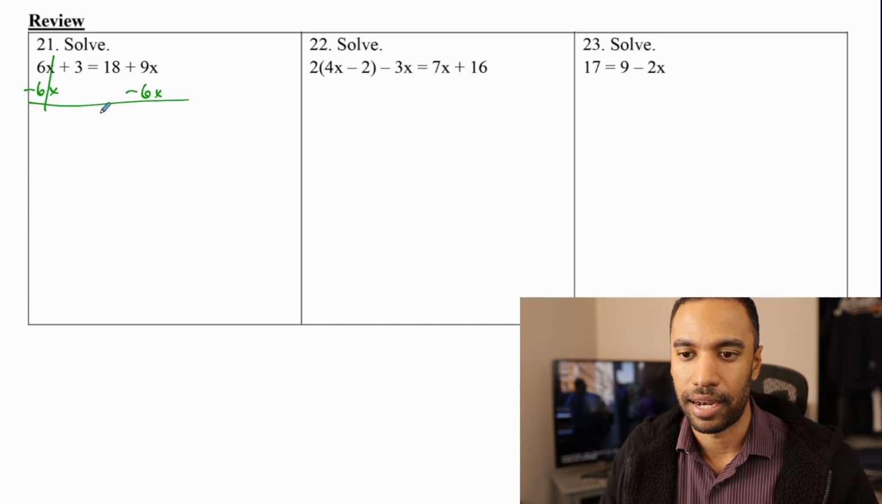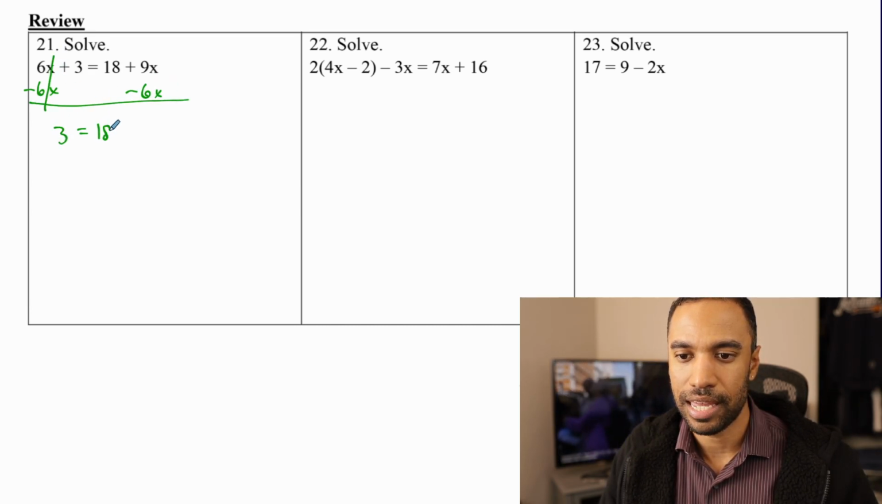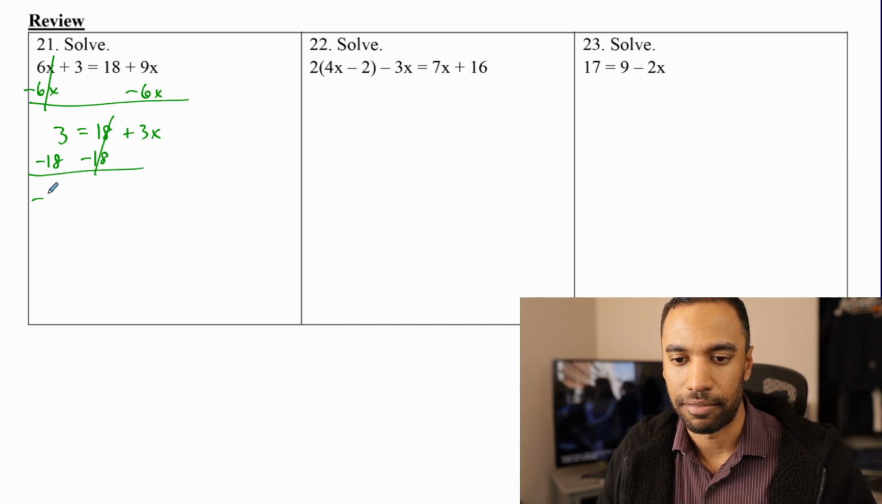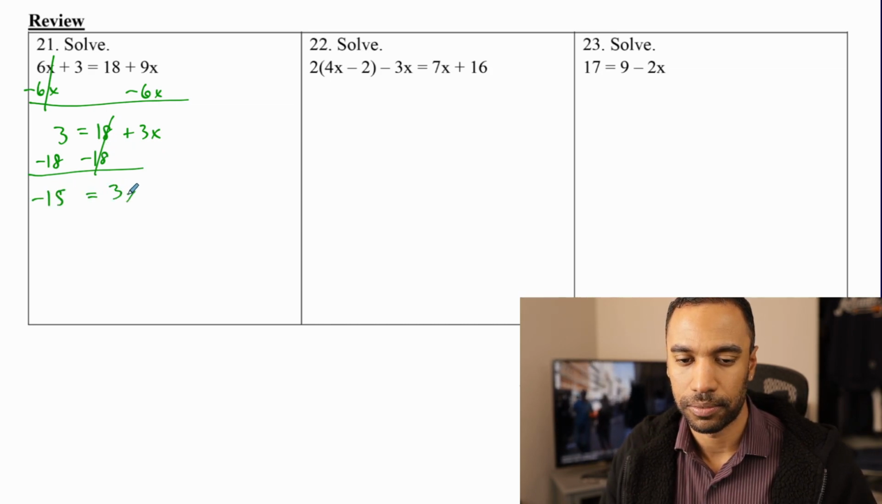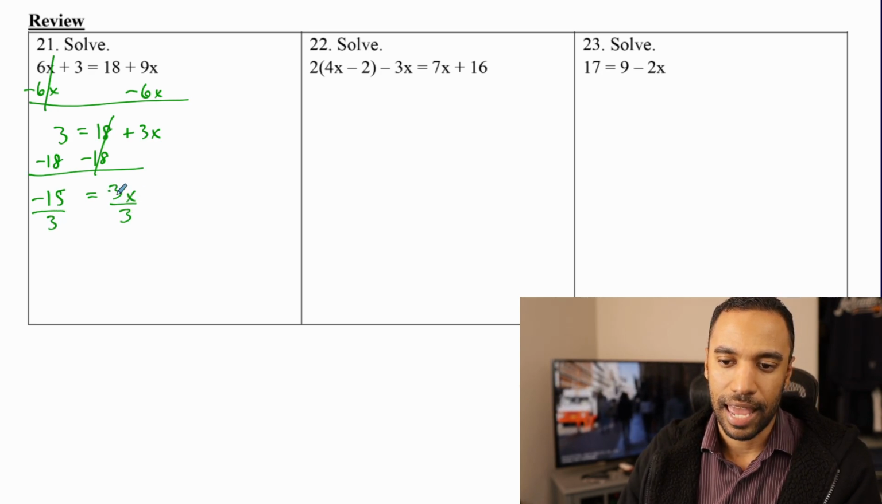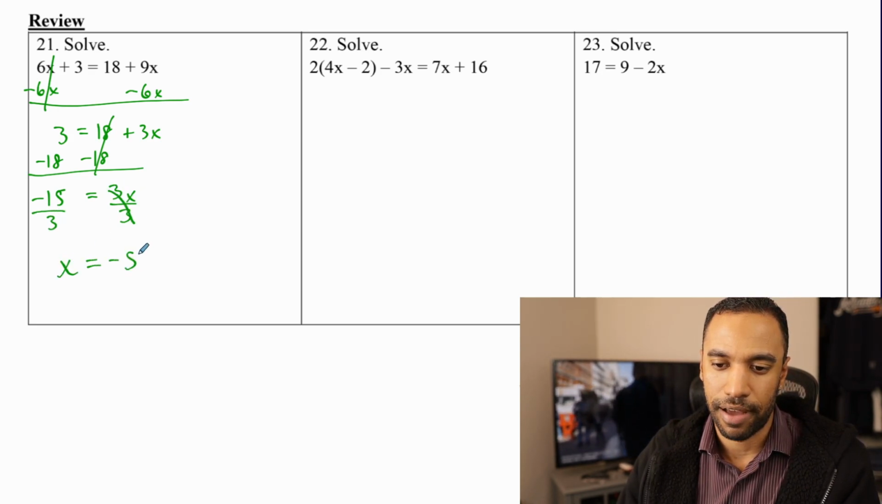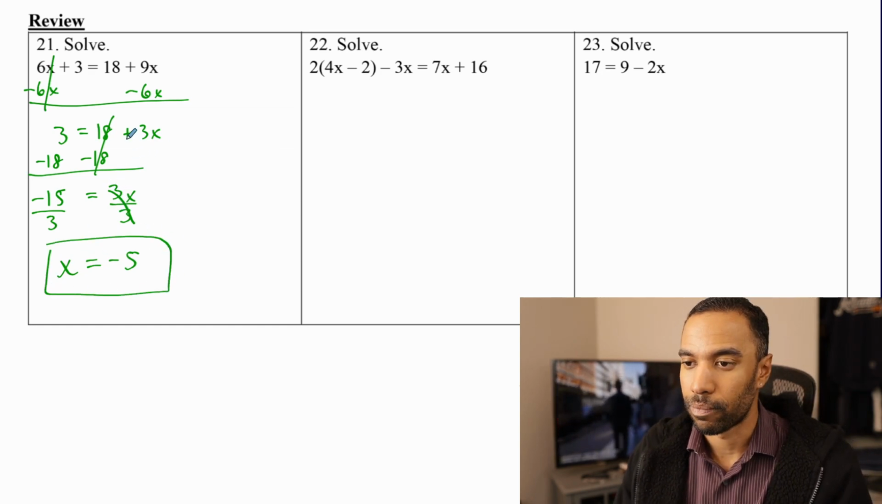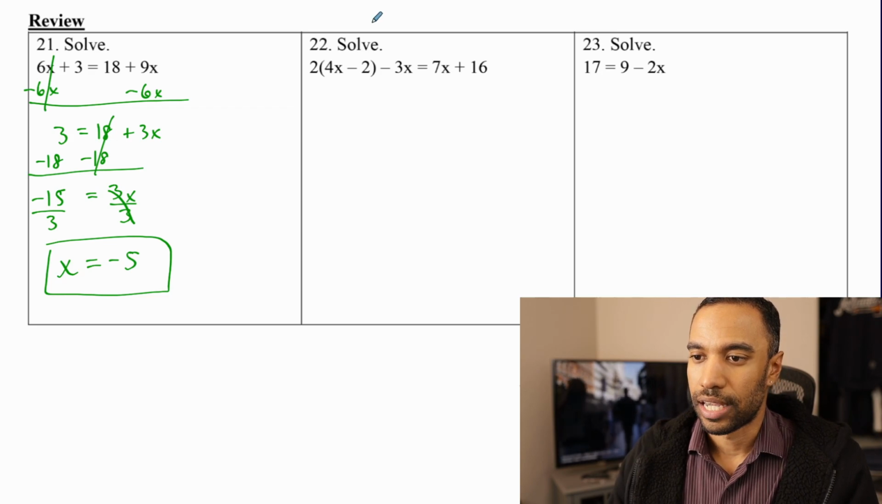And I'm going to have 3 equals 18 plus 3x. Subtract 18 from both sides. And I'm going to have negative 15 equals 3x. Divide both sides by 3. And we're going to get x equals negative 5. Now I brought my x to the left side of the equation instead there. Okay. Second to last problem.